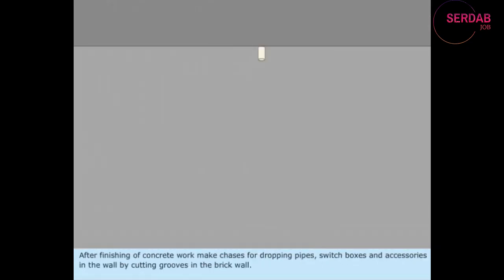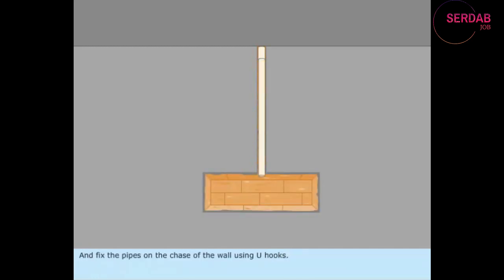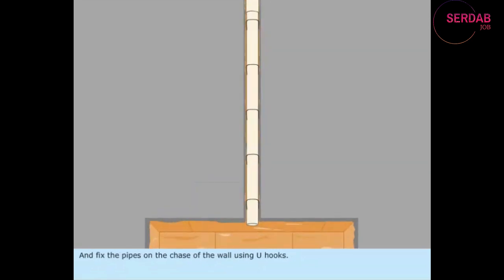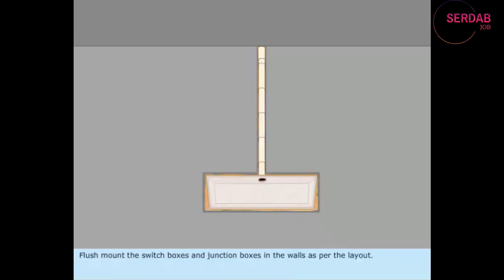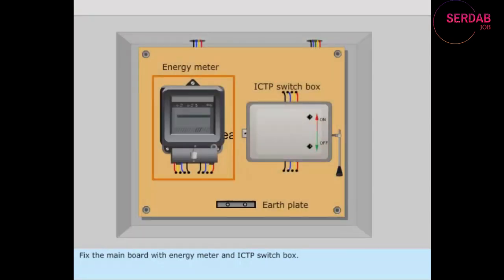After finishing the concrete work, make chases for dropping pipes, switch boxes, and accessories in the wall by cutting grooves in the brick wall. And fix the pipes on the chase of the wall using U-hooks. Flush mount the switch boxes and junction boxes in the walls as per the layout. Fill the chase of the wall with the cement mix. Fix the main board with energy meter and ICTP switchbox.